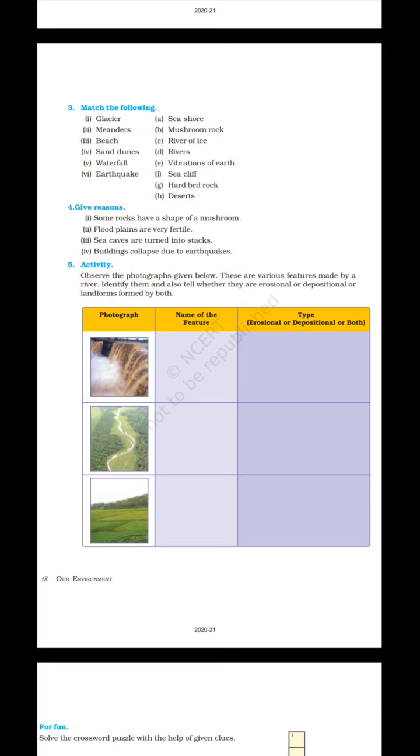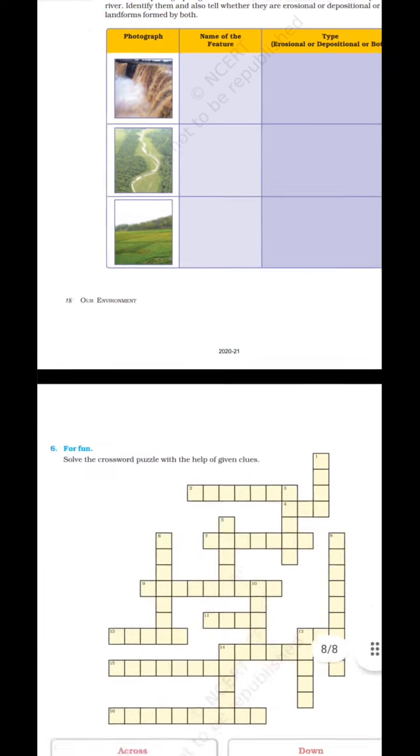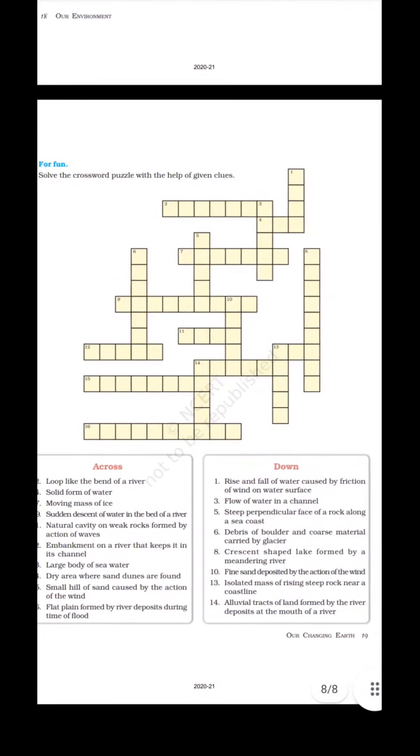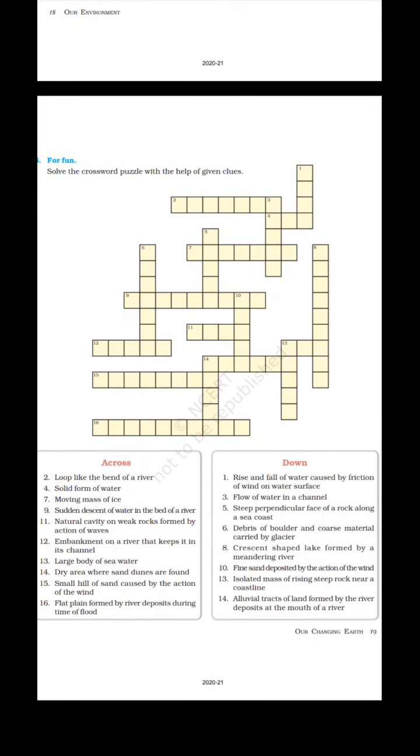Activity. Observe the photographs given below. These are various features made by a river. Identify them and also tell whether they are erosional or depositional or landforms formed by both. Photograph, name of the feature, type: erosional or depositional or both. For fun, solve the crossword puzzle with the help of the given clues.